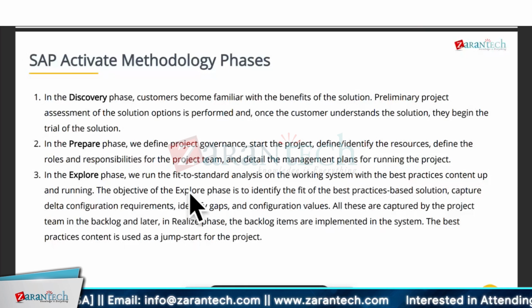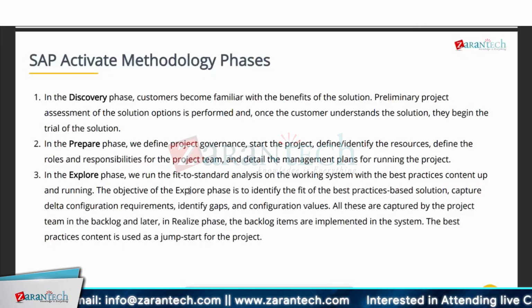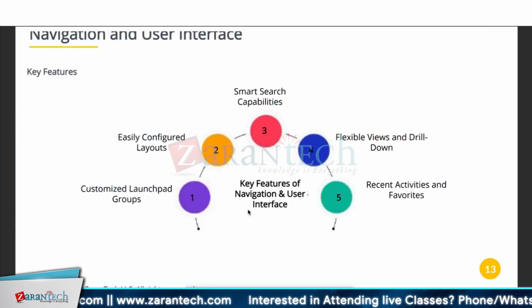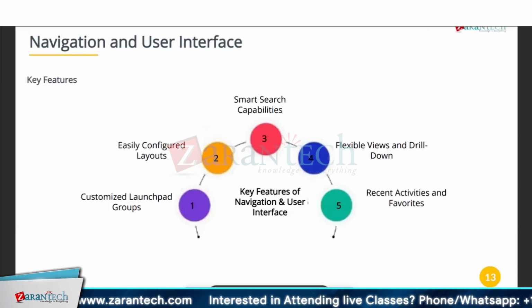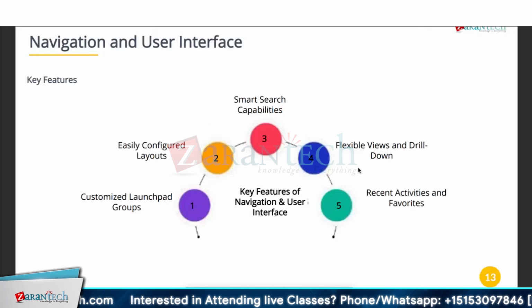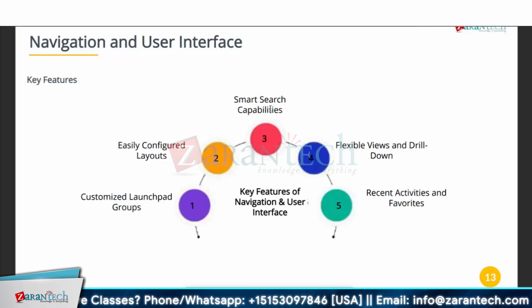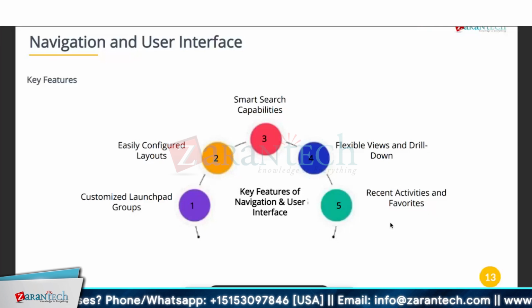Just have a look at the screen for the methodology phases. Just know whatever I explained to you. So these are the same things I have just told you. When we go with the navigation user interfaces here, we'll have customized launchpad groups and easily configured layouts. These are the key features in your S/4HANA public cloud: smart space, search capabilities, flexible views, and recent activities and favorites. Okay. So these are there.